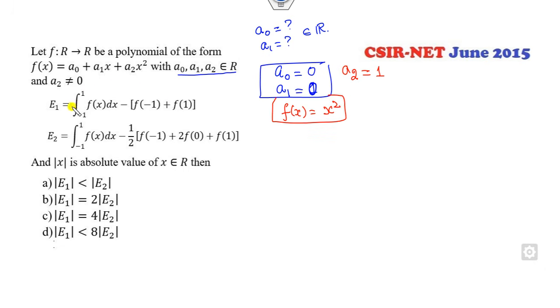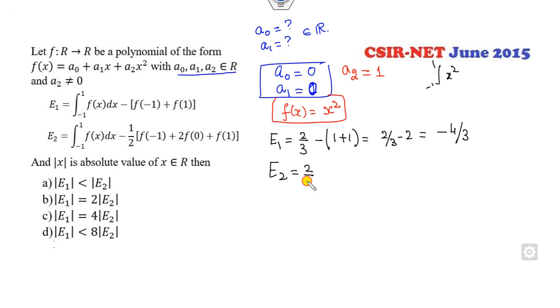Fine. Now I can substitute the value here. What is my E1? Integration of x square. What is that? It's 2 over 3. What is f of minus 1? It's 1 plus 1. So what is that? It's 2 over 3 minus 2, which is minus 4 over 3. What is E2? I can substitute here. It's 2 over 3. Half is outside. f of minus 1 is 1, 0, 1. So it's 2 over 3 minus 1. It is minus 1 over 3.